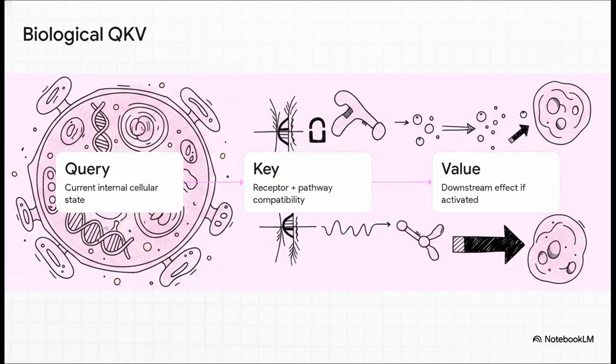The query is just the cell asking, what's my status right now? The key is the incoming signal. And the question is, how well does this key fit my current lock? And the value? That's the action the cell takes if the key is a good enough fit. It's the same logic, one-to-one.